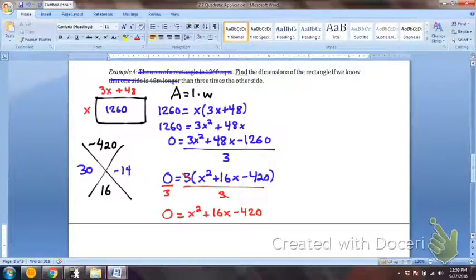Go ahead and factor this for me, please. 30 and negative 14. You don't have to do anything right because there's nothing pretty right. Okay, so you can take the shortcut, yes. Some people still like to split the middle, and that's fine.